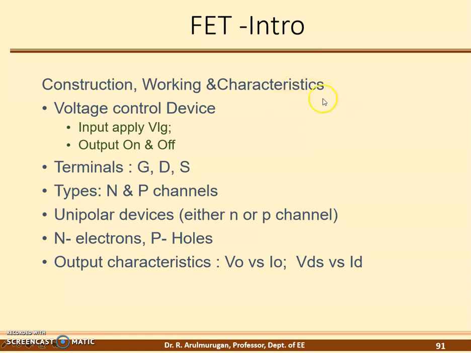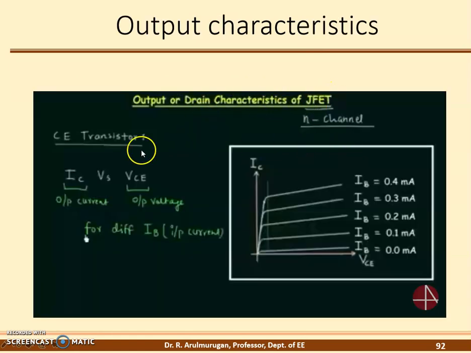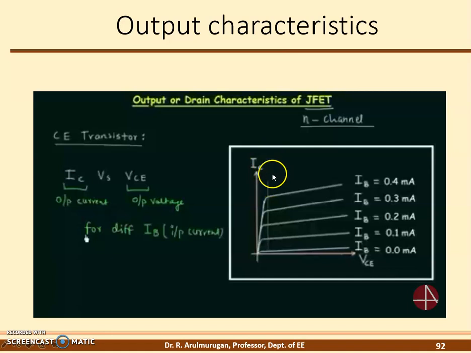Characteristics-wise, as you have seen about the BJT, BJT means transistor characteristics, output characteristics. Output characteristics is nothing but output current versus the output voltage. So you draw output current versus output voltage, that is called the output characteristics. BJT is a current-controlled device.